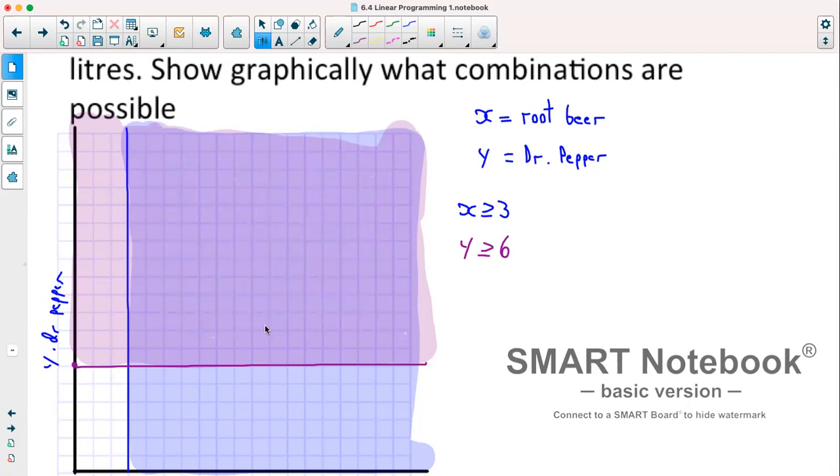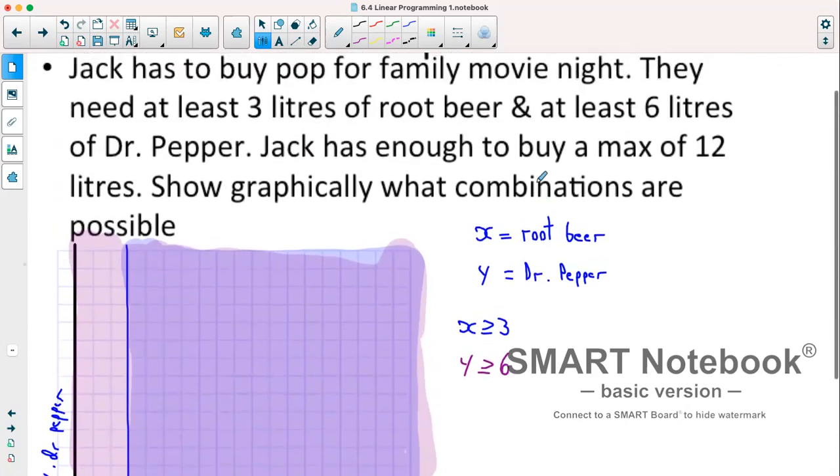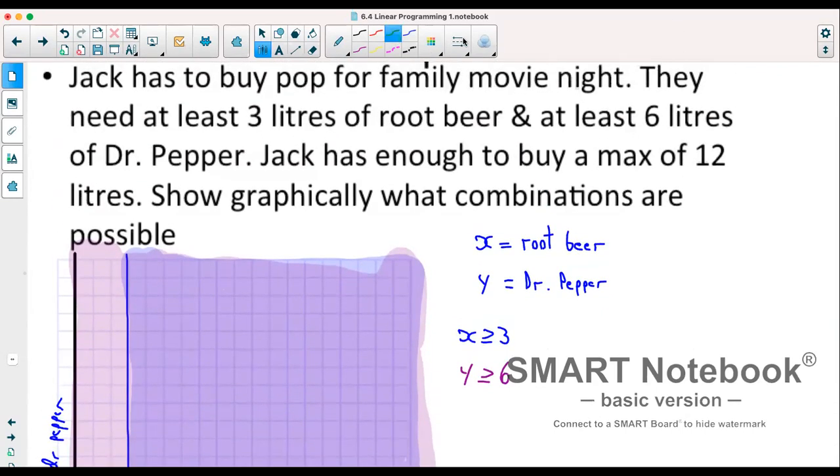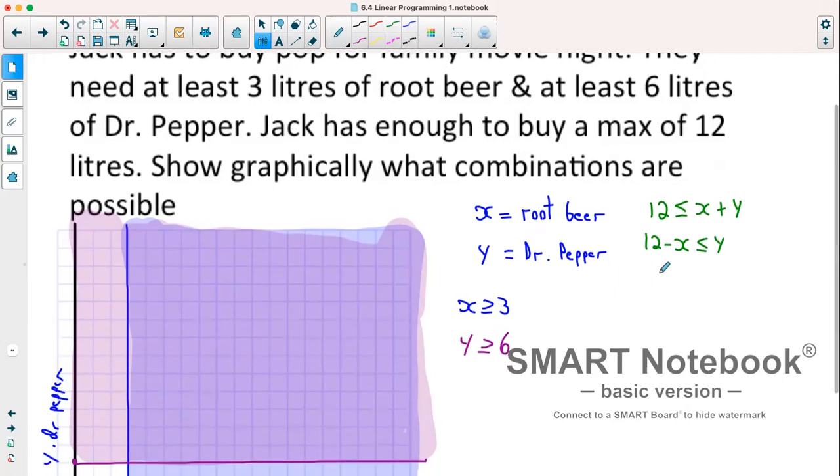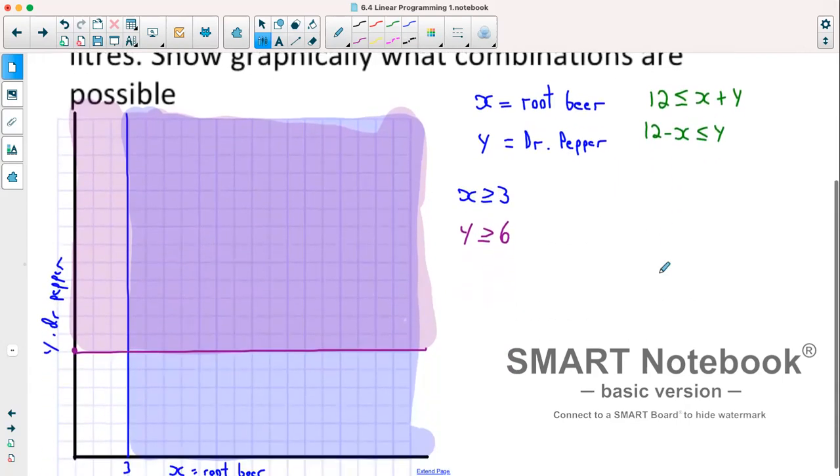So far we can see our solution area is this rectangular area here. However, we still have one last restriction, which was they have enough to buy a maximum of 12 liters. So that means that 12 is equal or less than X plus Y. If we rearrange that, 12 minus X is equal or less than Y. So we have a Y-intercept at 12 and a slope of -1.